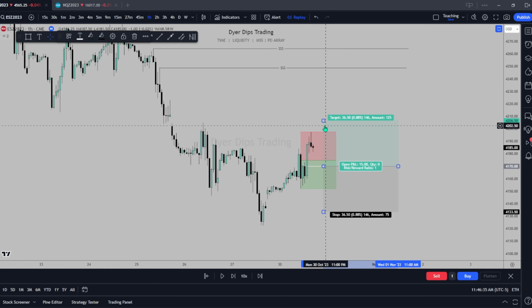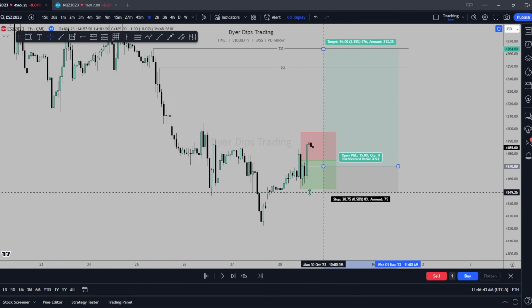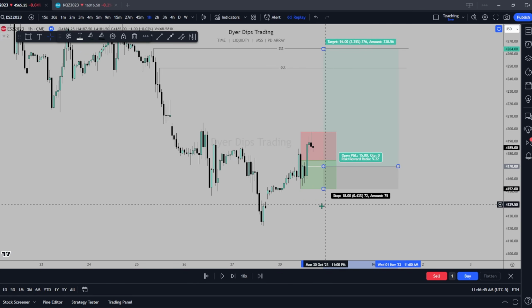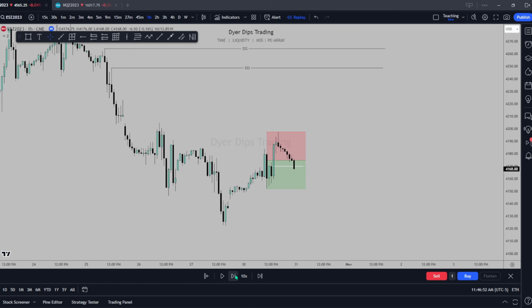So we could take a long opportunity here, target this high here, these relative equal highs, target this high, maybe this high up here as well. And your stop could be pretty tight in comparison with a stop below the low for 18 handles. You're looking for a 5-to-1 risk to reward trade. So let's just see what happens here.